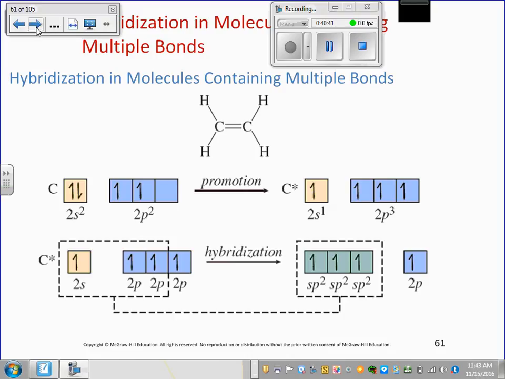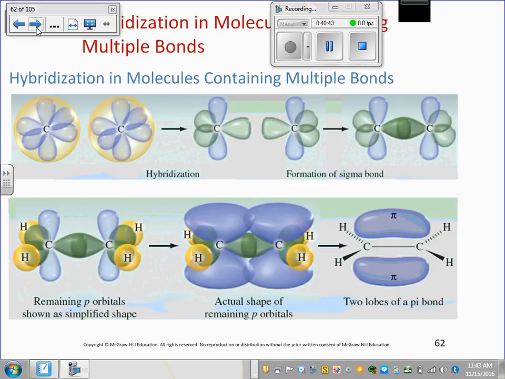And that's kind of what it looks like. See, we form the sigma bonds. So that is a sigma bond. Sigma bonds are the hydrogens. Then the p orbitals are normally drawn like this, simplified, but that's the actual shape where they overlap. So that forms the pi bond. So a double bond consists of a sigma bond and a pi bond.